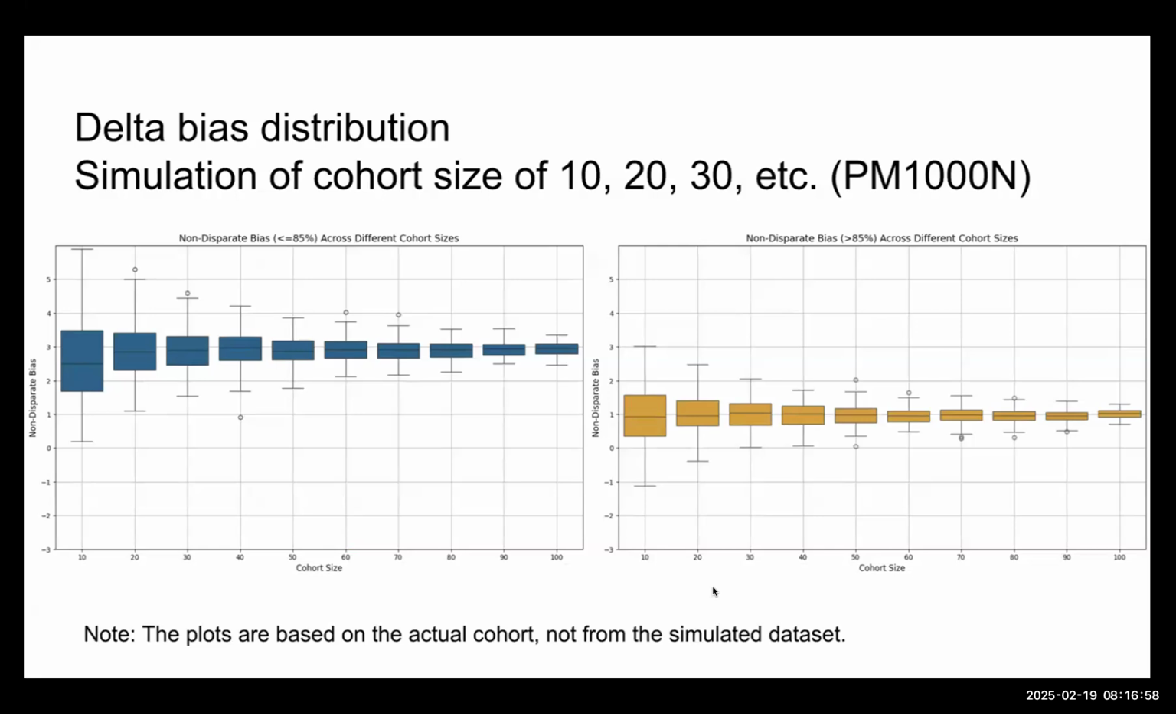We also calculated delta bias in simulation cohort sizes of 10, 20, 30, and so on. These two figures show their distributions. The left plot represents the lower set range, and the right represents the upper set range. We can see that after cohort size of 60, the distribution seems to become stable.